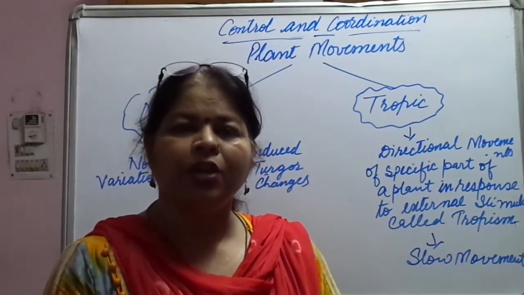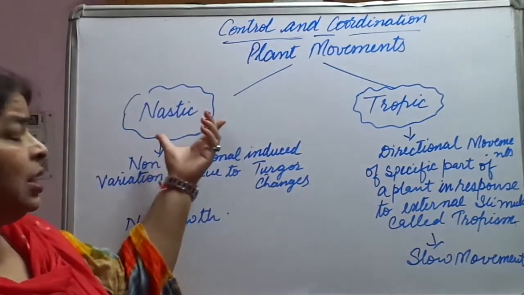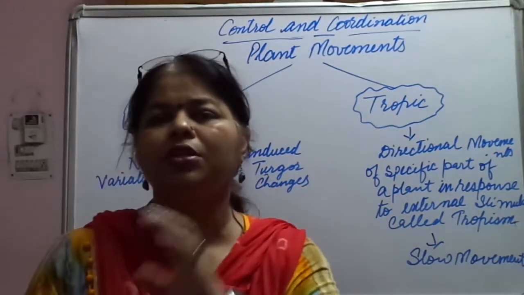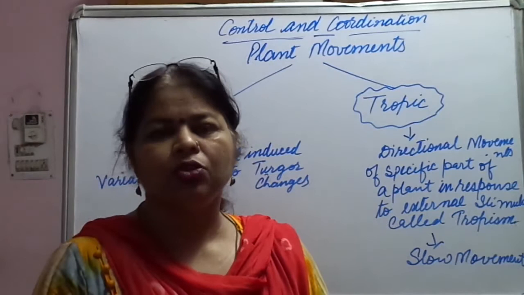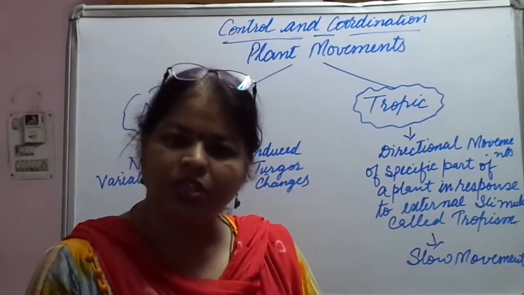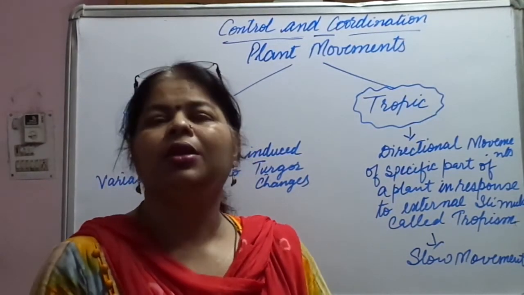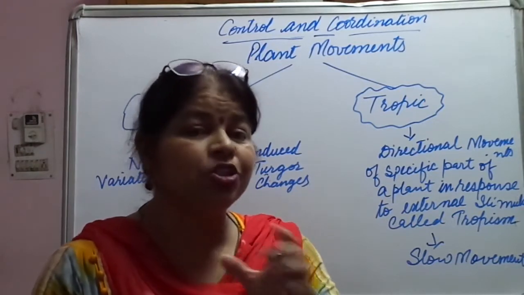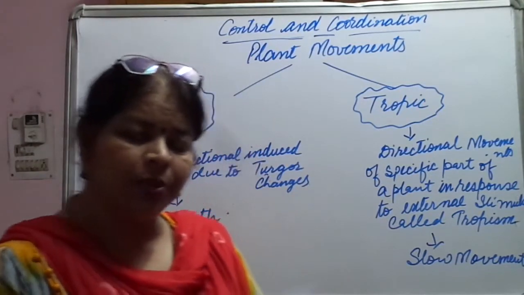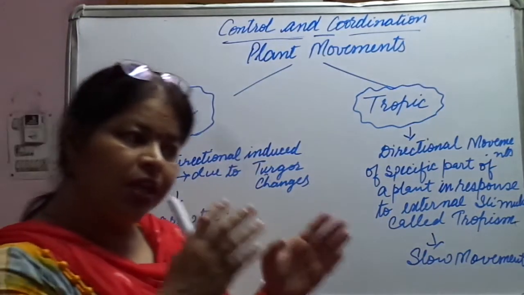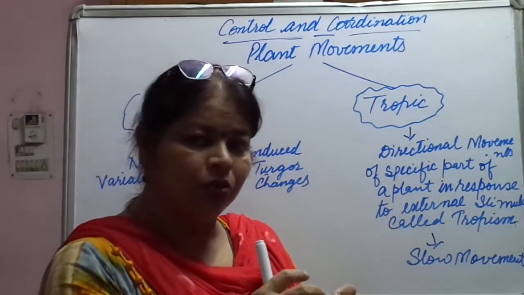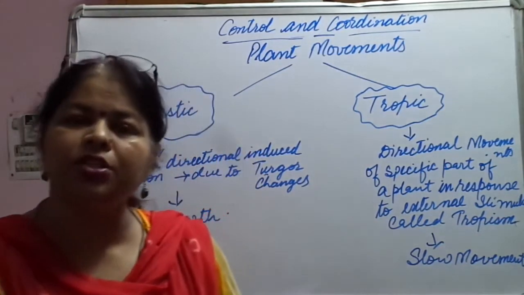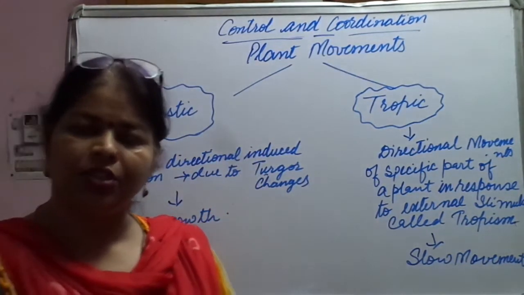Okay. So we are talking about nastic movements, and nastic movements are caused due to turgor changes. So the turgidity in the plant changes. Like we are talking about the plant, which plant? The touch me not plant. If you have experienced, when you touch the leaves of the plant, they droop down, they curl inside. Why is it so? Because of turgor changes.